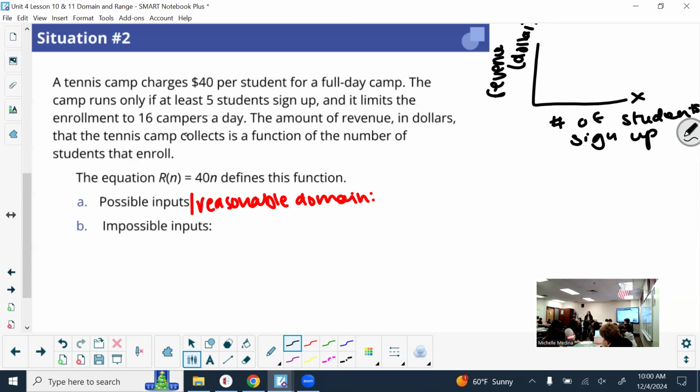They did give you an equation this time, and you know that what's in the parentheses would be your input. And they defined n as, or I guess they didn't define it at all, but if they did, it would be the number of students that sign up. Now, table 2, what are some possible inputs or values for the number of students that sign up? Any other? Okay. Do you guys agree with that?